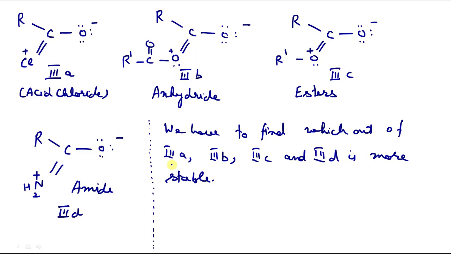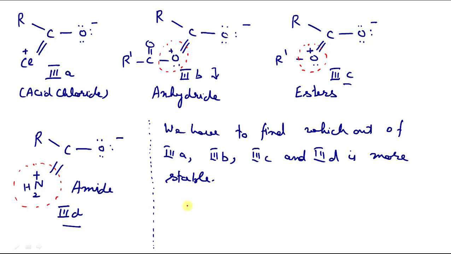Now let us first compare these 3B, 3C and 3D. 3B is the resonating structure of anhydride, 3C is the resonating structure of esters, whereas 3D is the resonating structure of amide. Now you can see that in all these structures we have a positive charge on heteroatom. In case of amides the charge is on nitrogen, whereas in case of anhydride and esters it is the oxygen atom that bears a positive charge.